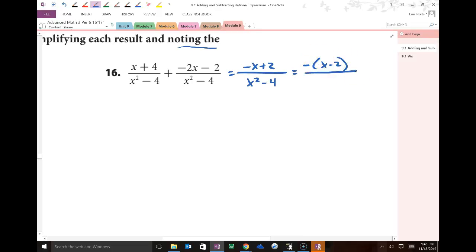What does that one factor into? X plus 2, x minus 2. Good. Okay, so this is a difference of squares. So what can cancel? X minus 2. X minus 2. So, tricky question here. What's left over? Negative 1 over x plus 2.